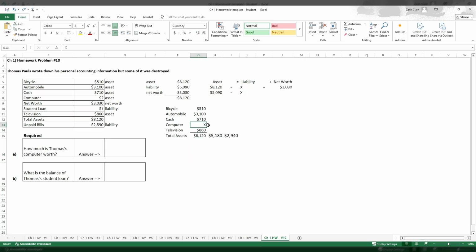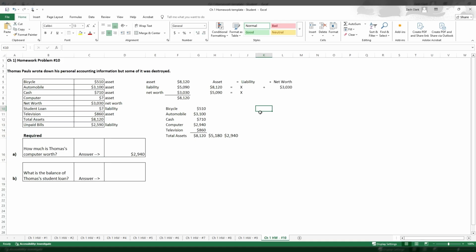So essentially, we're just solving for that isolated variable based on kind of detective work, if you will, accounting work there. And that tells us that his computer must be worth 2,940, and we'll put that into our answer. Okay, the last question here, what is the balance of his student loan? We can do a similar exercise here.